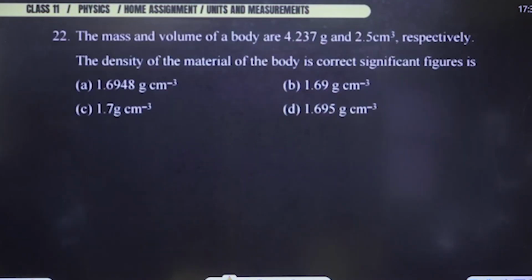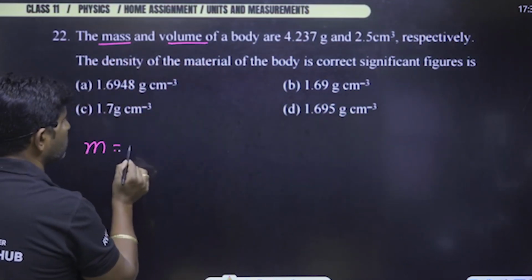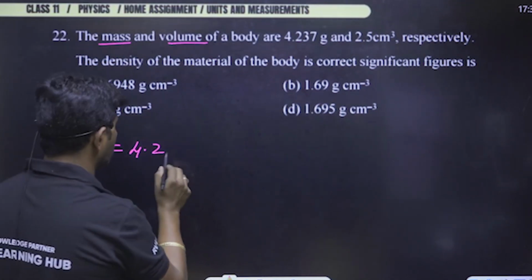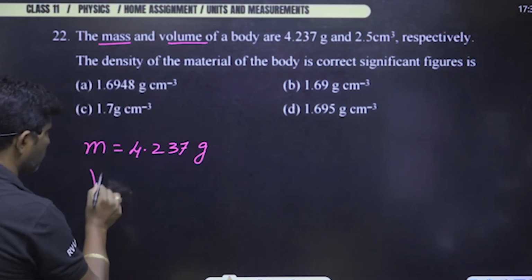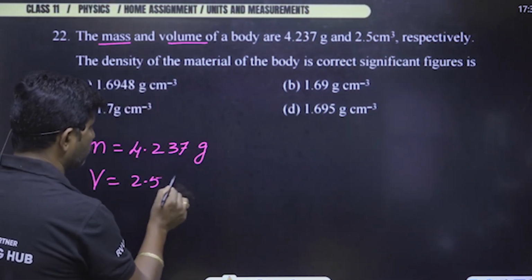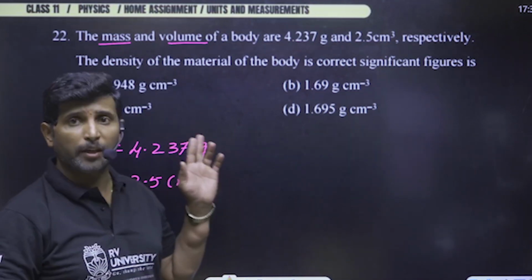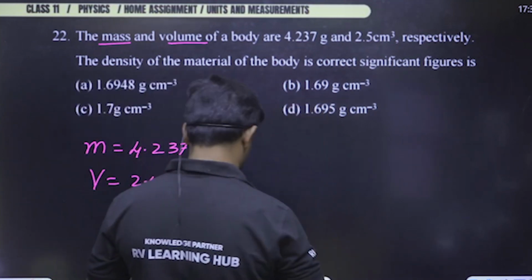What they are saying to us: the mass and volume of a body. What is the mass of the body they have given? See here, it is one of our NCERT model questions, 4.237 gram, and volume is equal to 2.5 centimeter cube. Is it right? Respectively, the density of the material of the body. What is the density of the material of the body? Corrected to significant figures.